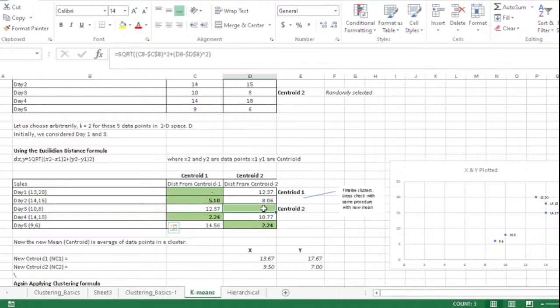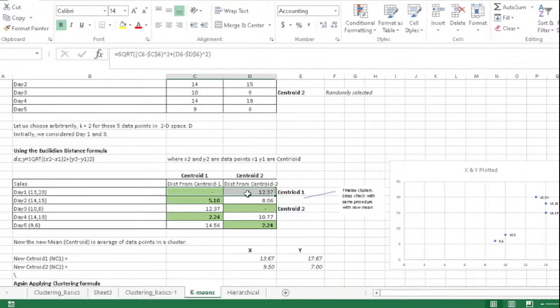Similarly, the next data point I chose was day 3, centroid 2, sorry. So I calculate the distance between each data point and centroid 2. So these are the distances. Now, for each data point, I pick the smallest, the shortest distance, and based on the shortest distance, I classify them into clusters.